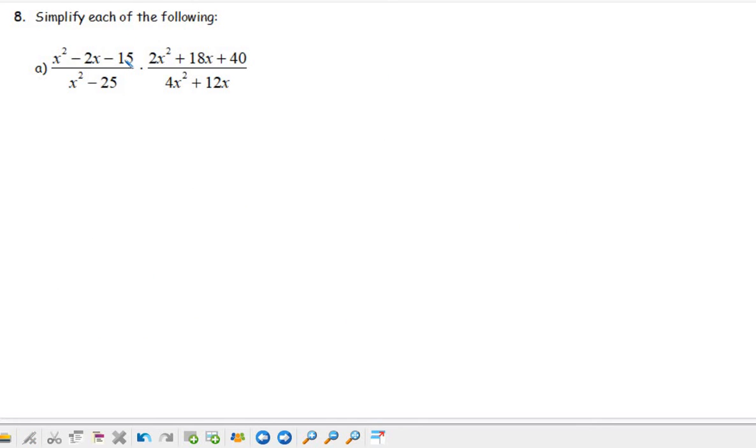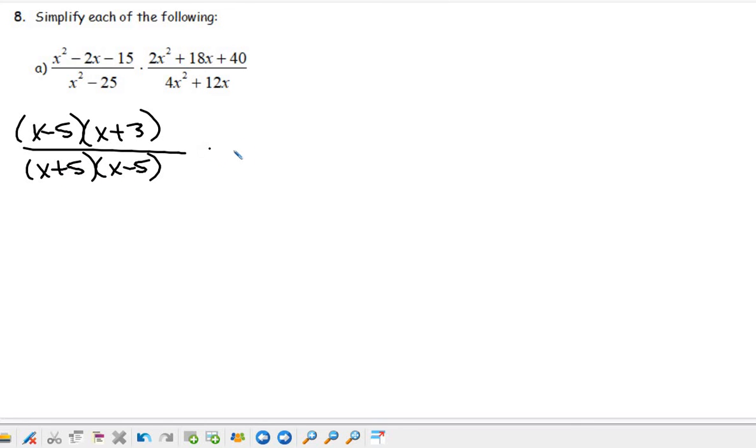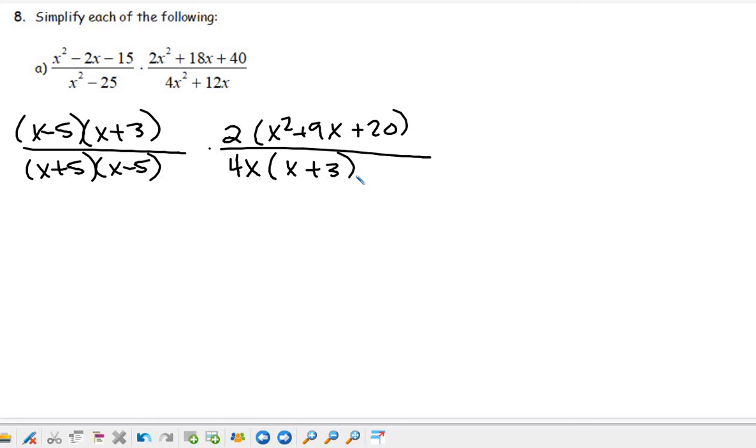So rational expressions, remember we factor and then simplify. So the top factors x minus 5, x plus 3. Bottom is a difference of squares, so x plus 5, x minus 5. Times the numerator has a GCF, so I'm going to take it out first. Remember, if you don't take the GCF out first, it will disappear when you do bottoms up, and then you're going to miss the problem because you're not going to have that factor of 2 out there. And the bottom has a GCF of 4x. So one more time.